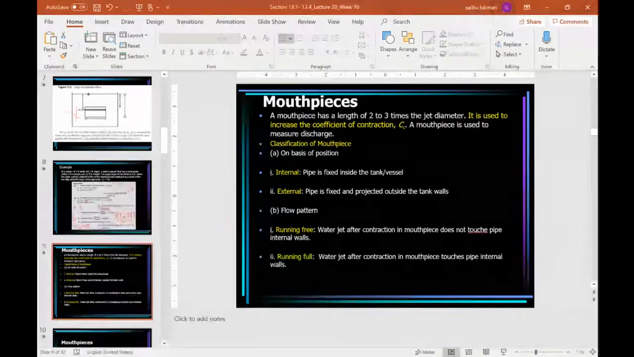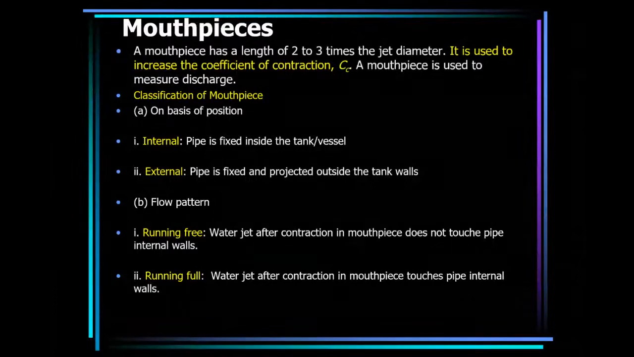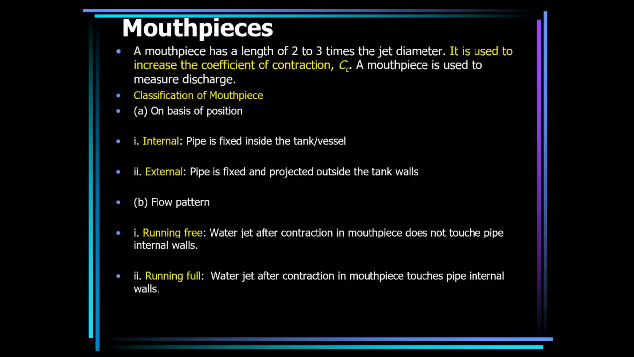So let's move on. We just finished discussing how an orifice can be used to measure flow rate. Now we have another hydraulic structure called a mouthpiece. A mouthpiece has a length of 2 to 3 times the jet diameter. It is used to increase the coefficient of contraction. I told you before, when you increase the coefficient of contraction, the flow rate increases, isn't it?